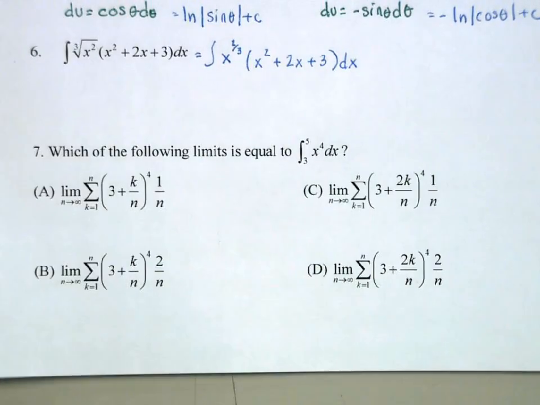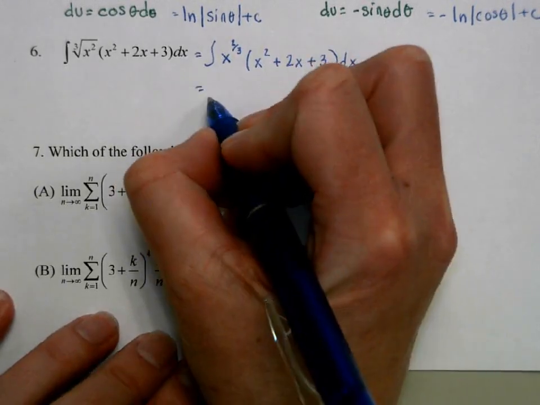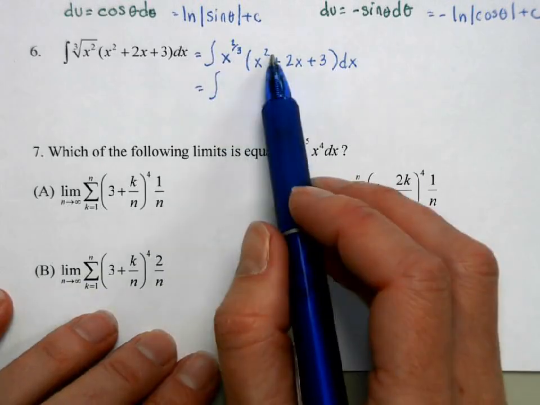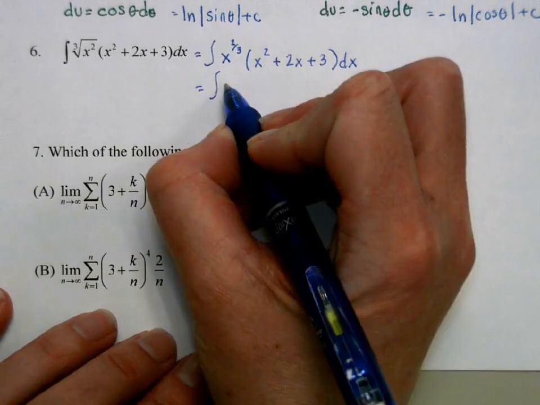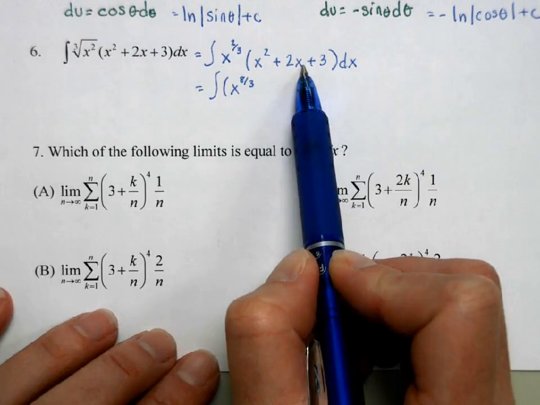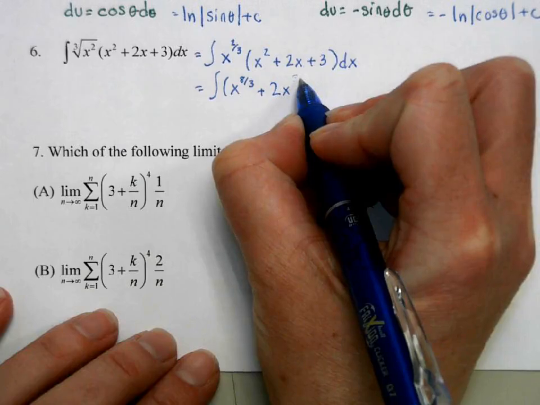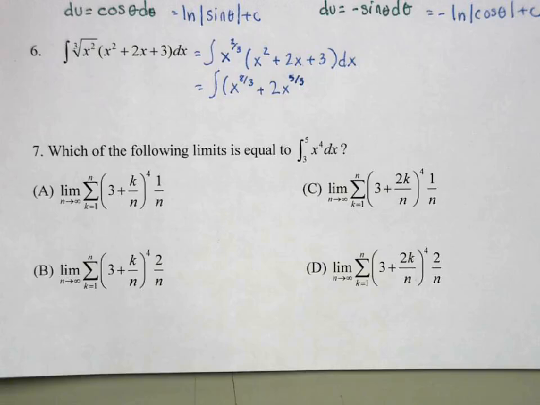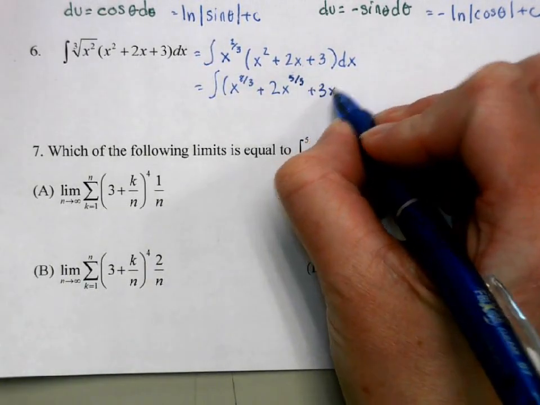Okay, so what I can do is distribute that through. If I'm multiplying x to the 2/3 times x to the 2, we're going to add those exponents together. So 2 would be the same as 6/3 plus 2/3 is going to give me an x to the 8/3. Adding 1, which would be 3/3 to 2/3, would be a 5/3. And then if I multiply the 3, we get 3x to the 2/3.